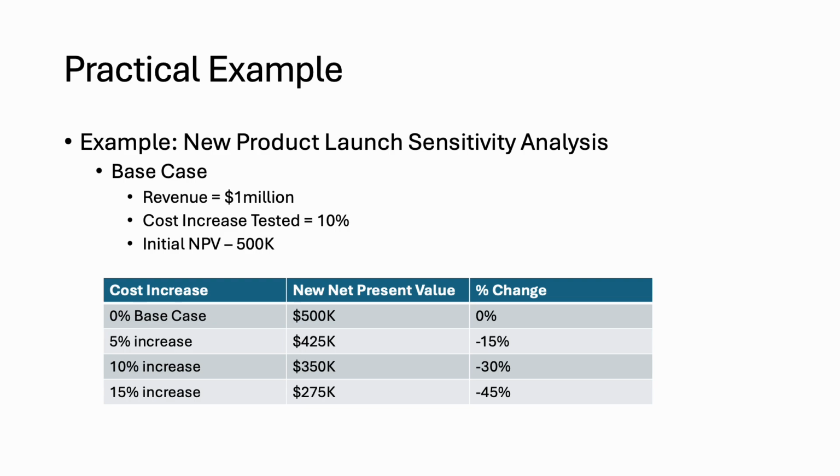This analysis highlights the importance of cost control in capital budgeting decisions. Even moderate cost increases can make an investment less attractive. Sensitivity analysis helps identify these risk points before committing to a project.